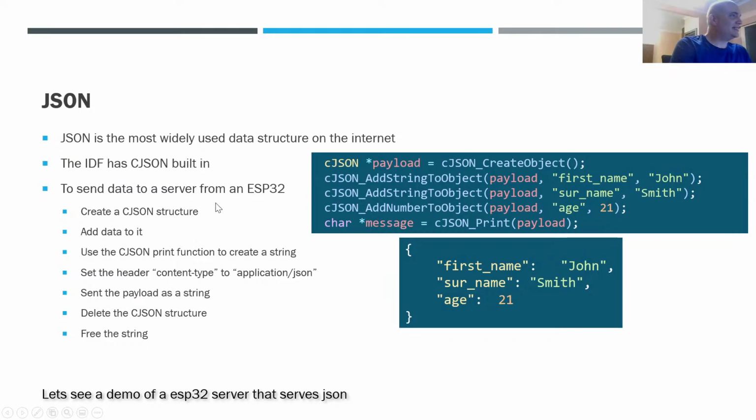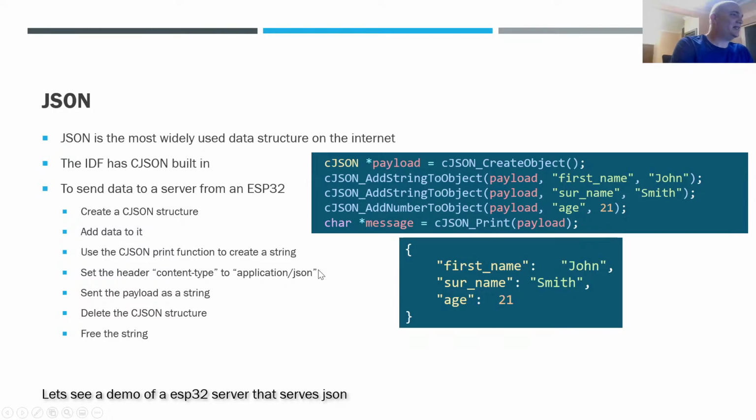To send data to the server from the ESP32, we create a cJSON structure like this. Then we can add data to it, and here we can see we can add a string to the object. Over here I'm basically saying I want to add a first name. The key is first name, and the value is John. Once we've done that, we can also use the cJSON print function to create a string. That's what we're doing at the end over here. So char message is equal to cJSON print, and this is actually what it's going to give me.